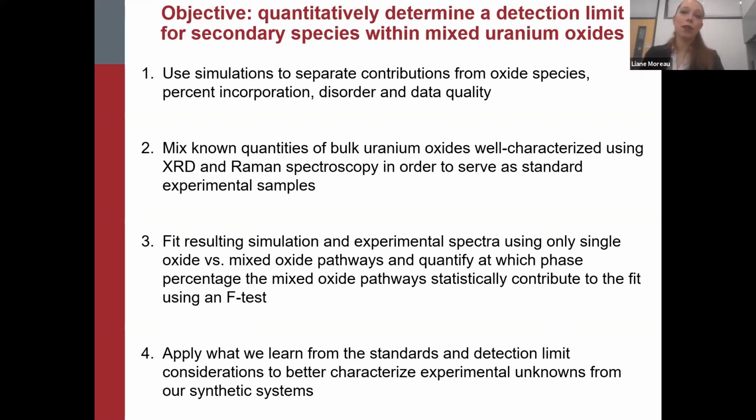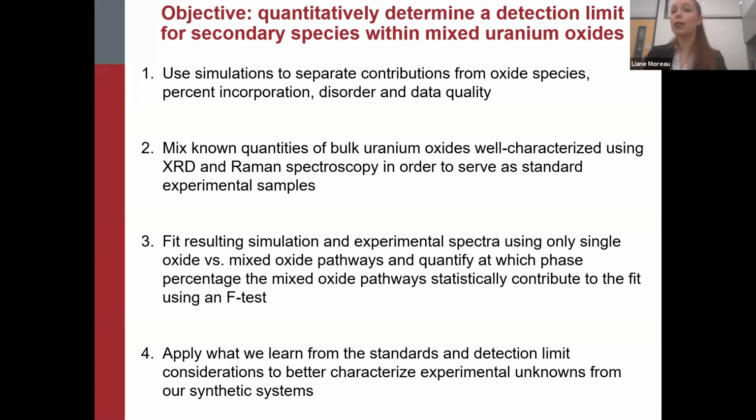So then the idea would be to try to fit the resulting simulation and experimental spectra using only single oxide versus mixed oxide pathways and quantify at which phase percentage those pathways from a mixed oxide statistically contribute to the fit. And that would then be done using statistical tests. So how can we see whether or not we statistically can say that there's a higher oxide or not, even if we know that it's present based on having a known bulk system? When can we draw that line using XAFS?